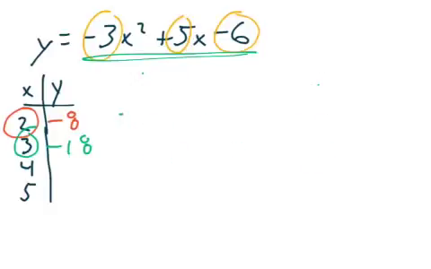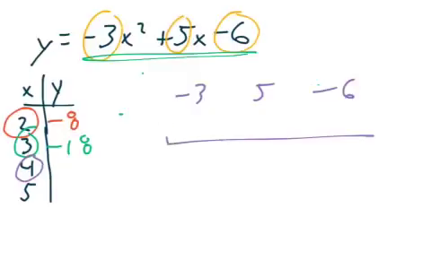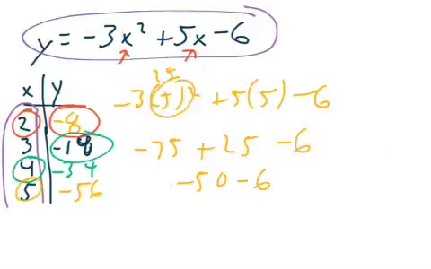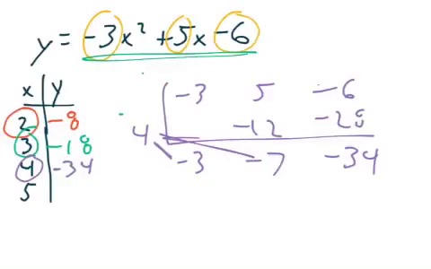Let's do 4. So I'll do that one in purple here. So 4, I'm going to again take just negative 3, 5, negative 6. And this time I'm plugging in the 4. Bring down the negative 3. Multiply here, negative 12. 5 minus 12 is negative 7, right? 4 times negative 7, negative 28. I get negative 34. Negative 34. And if I look, sure enough, same exact value. All right, one more, and I guarantee it's going to match up again.